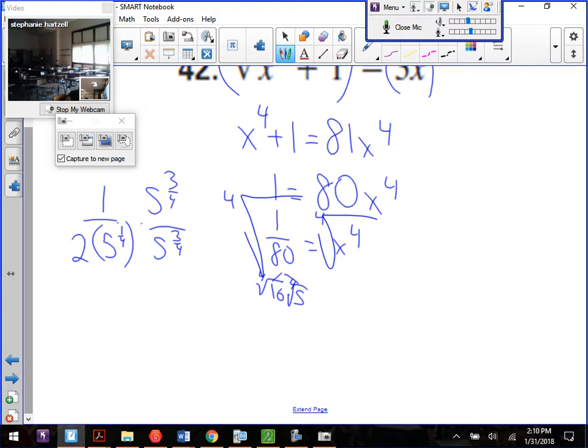So now I get 5 to the 3 fourths over 2 times 5, which is 10. So this would be the fourth root of 5 cubed over 10, which doesn't look like it's much more simplified than the fourth root of 1/80th, but technically it is.